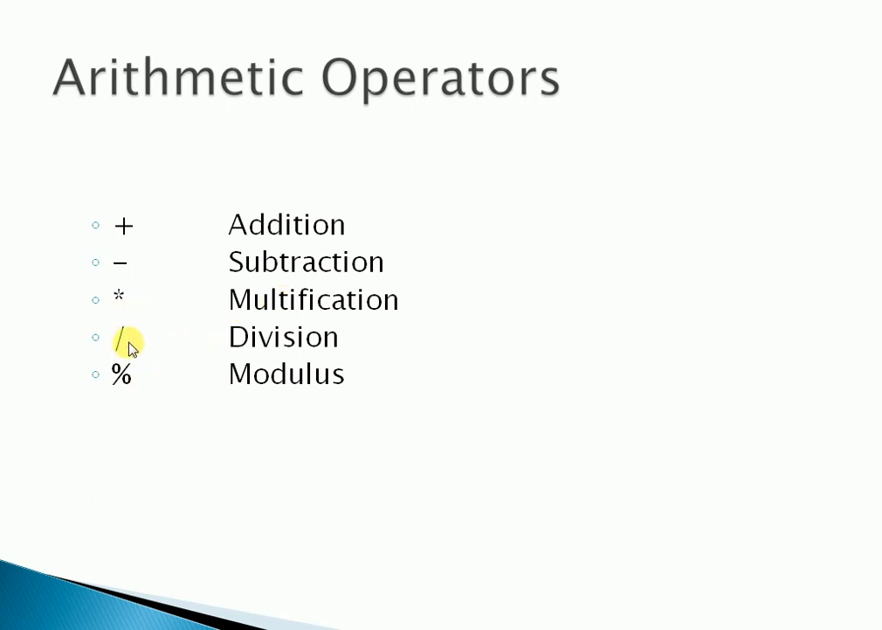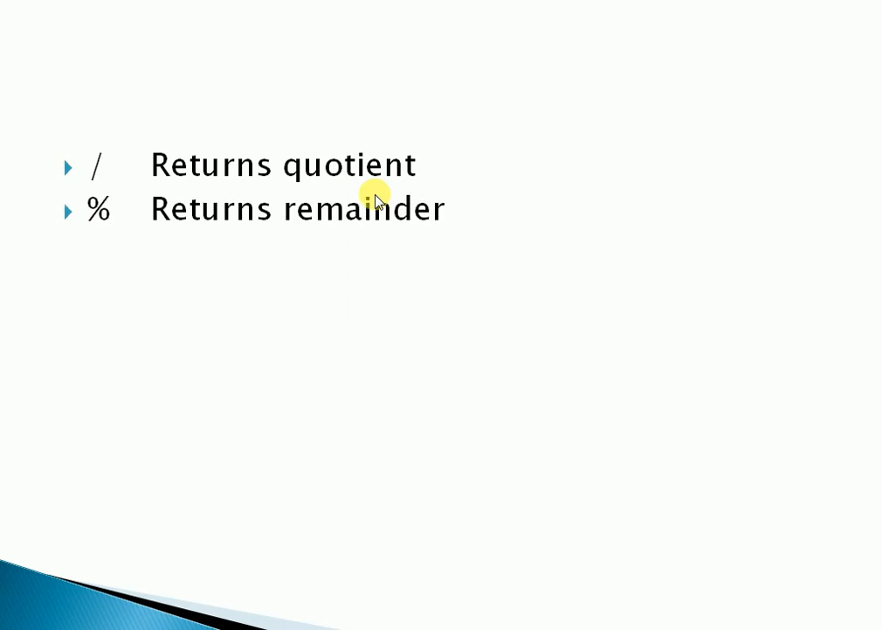What is division and modulus? In mathematics it is percentage, but in programming we call it the modulus operator. This is the division operator, it returns a quotient. This is modulus, it returns a remainder. What is the main difference?